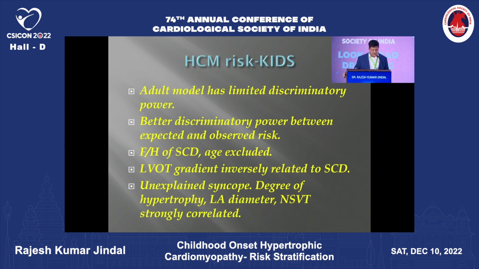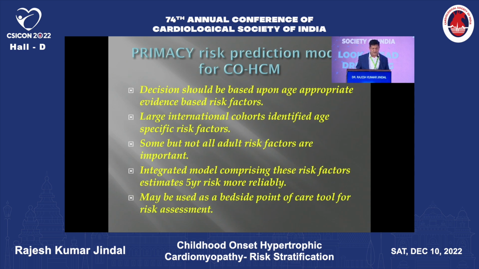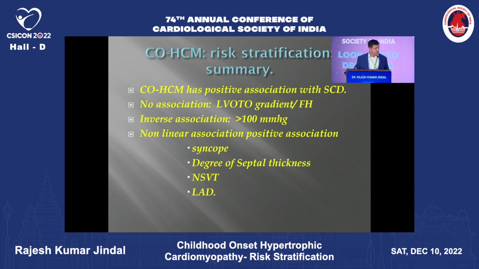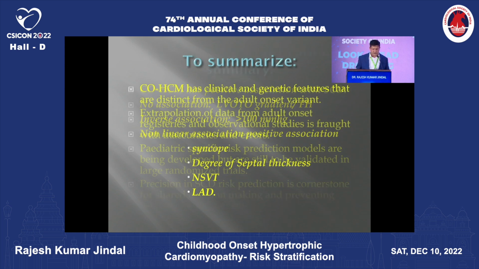And unexplained syncope, degree of hypertrophy, LA diameter, and non-sustained VT are all strongly correlated with the risk of sudden cardiac death. Similarly with the PRIMaCY risk prediction model, and these are the different definitions taken for the different risk factors. So to summarize, childhood onset hypertrophic cardiomyopathy has a positive association with SCD. No association is found with LVOT gradient and family history. There's an inverse association with a gradient of more than 100 millimeters of mercury, and a non-linear positive association is found with syncope, degree of septal thickness, non-sustained VT, and left atrial diameter.